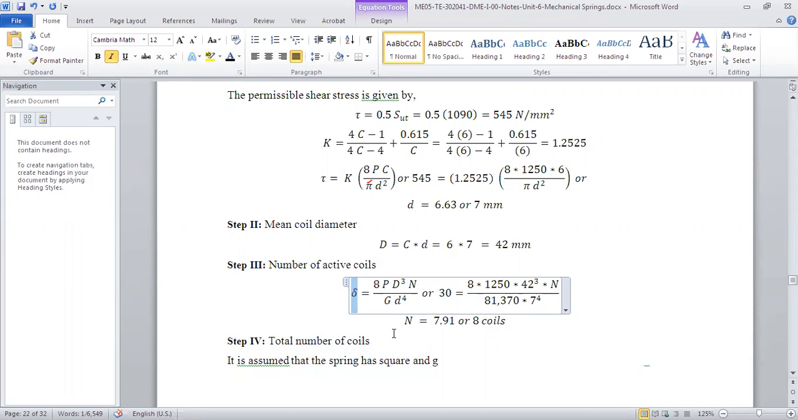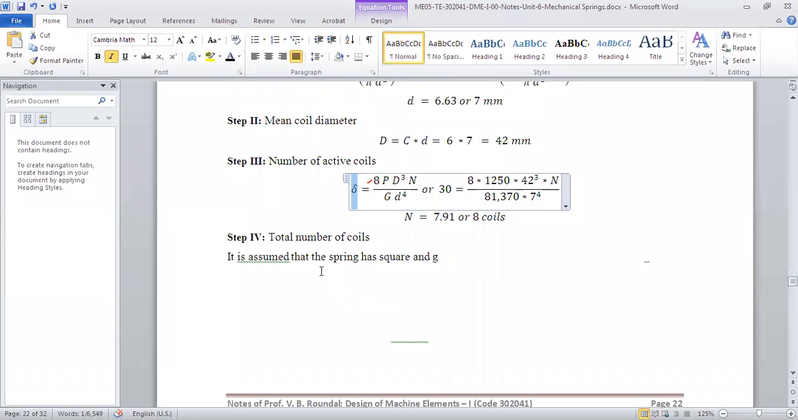So we'll put the value of delta as 30, P as 1250, D as 42. We just calculated that. Small d as 7 and G as 81,370. With that, we will get the number of active coils, I mean, these are the coils which are actually working, helping in the spring action. N is equal to 7.991. So we'll take it rounded to 8 coils. So the number of coils of the spring in action will be 8. 8 coils will be working or taking the load.